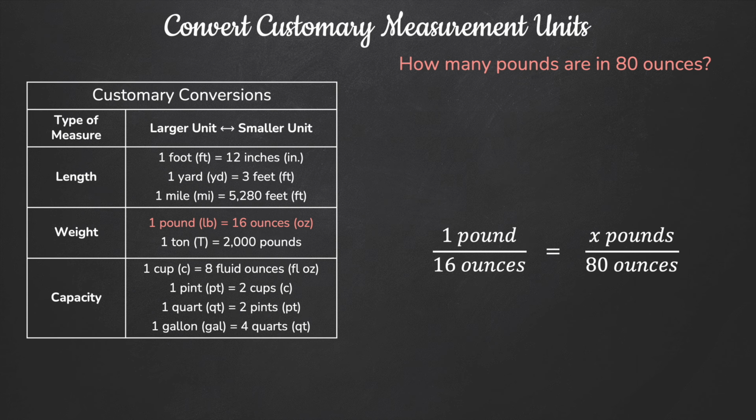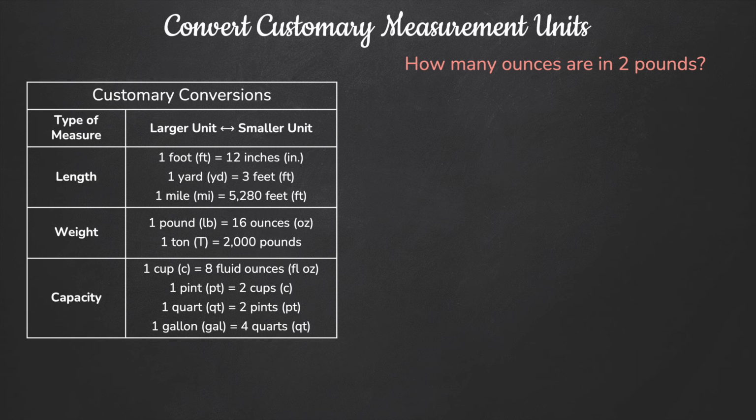We want to know what we can multiply 16 by to get 80. And if you don't know, we could just do 80 divided by 16, which is equal to 5. So 16 times 5 is equal to 80. And whatever we do to the denominator, we must also do to the numerator. So that means we're going to take 1 and multiply that by 5, and we get 5, which means that there are 5 pounds in 80 ounces.